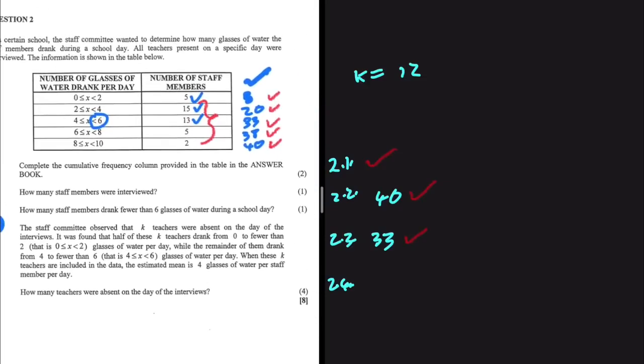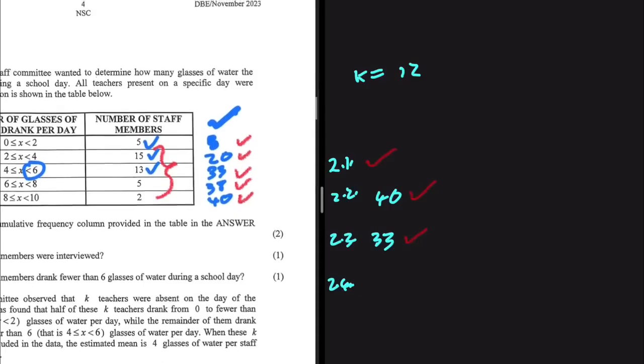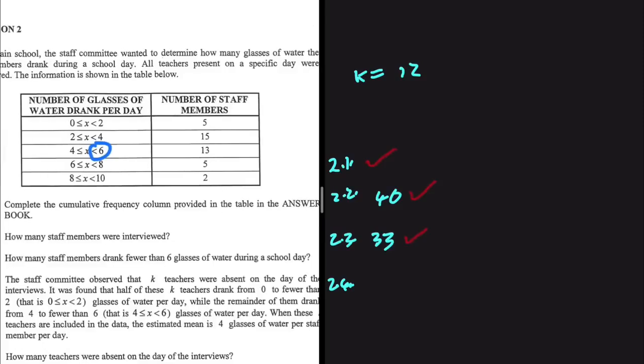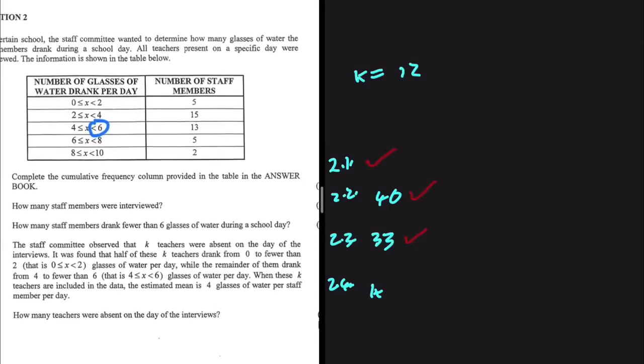Okay, so the staff committee observed that k teachers were absent on the day of the interviews. It was found that half of these k teachers drank from 0 to fewer than 2. So let's make sense of that information from the get-go. Let's look at the column with the number of staff members. I want to show you something. Okay, so k teachers were absent, and then half of these k teachers drank between 0 and 2 glasses.